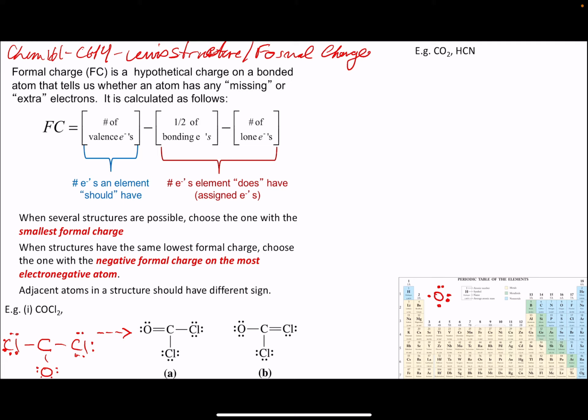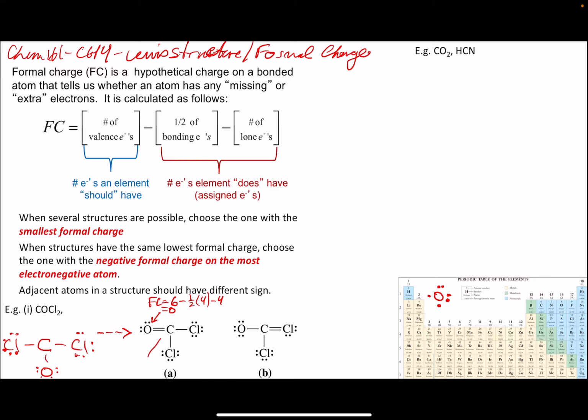So let's look at the oxygen atom and calculate the formal charge here. I'll put a little FC, and we'll see that the oxygen atom comes from column 6, so it should have 6 valence electrons. We're now going to subtract half of the electrons that we see in bonds. There are 4 electrons in the double bond, so half of 4. And then we're going to subtract the total number of electrons in lone pairs. 2 lone pairs, total of 4. So this is going to be minus 4. 6 minus 2 minus 4 is a formal charge of 0 for that oxygen center.